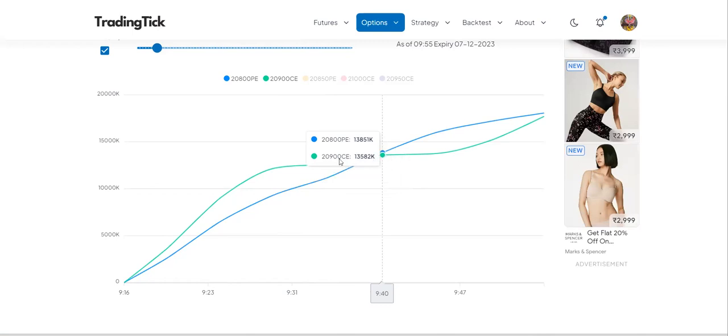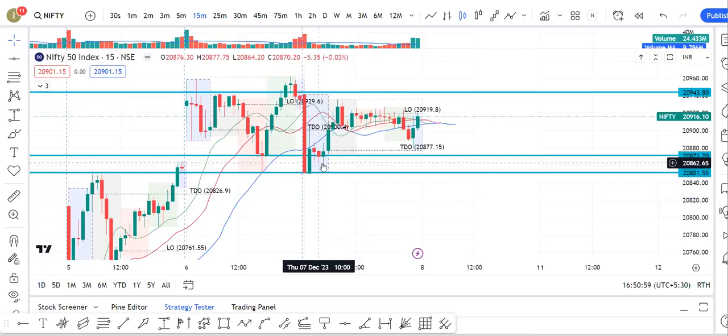Later, if I move the cursor, in the 20,900 call option, open interest started building. That means the market is going to turn around. Around 9:45, exactly here, you can see the 9:45 candle, the 10 a.m. candle, and at 10:15 the market started reversing.